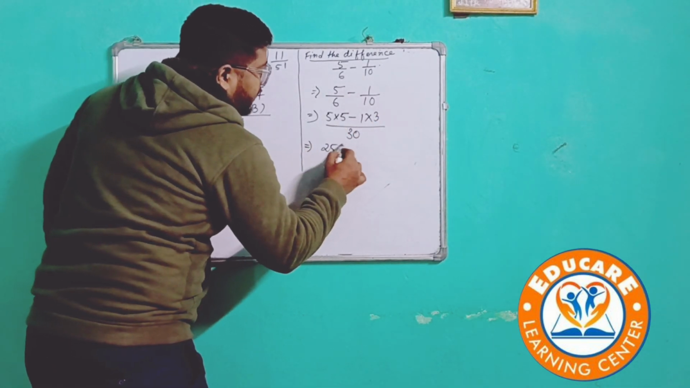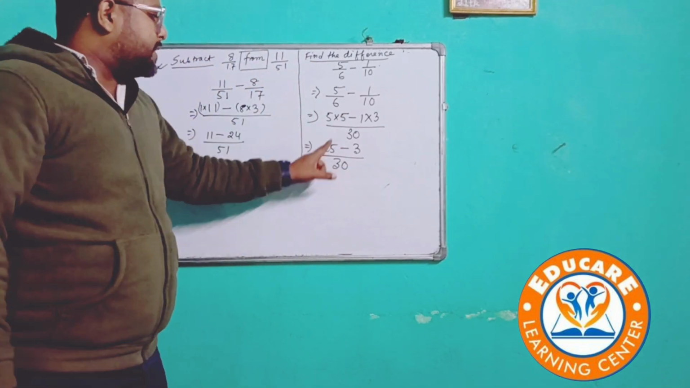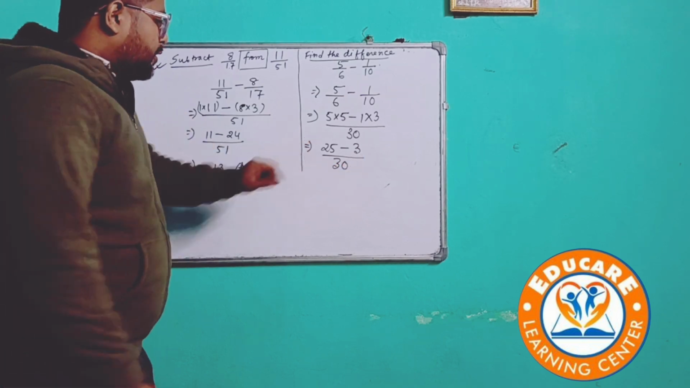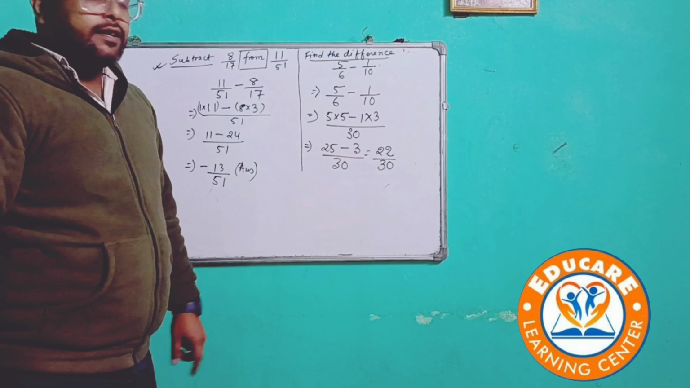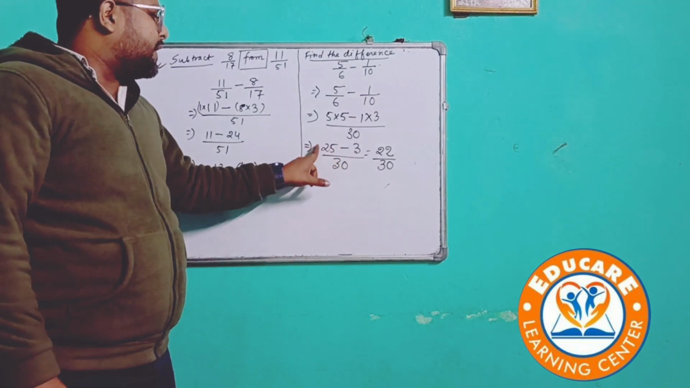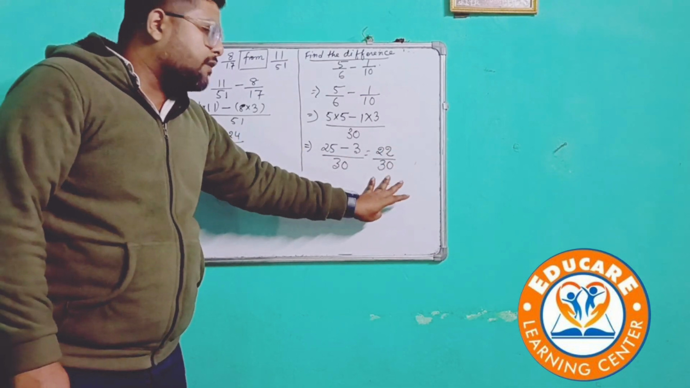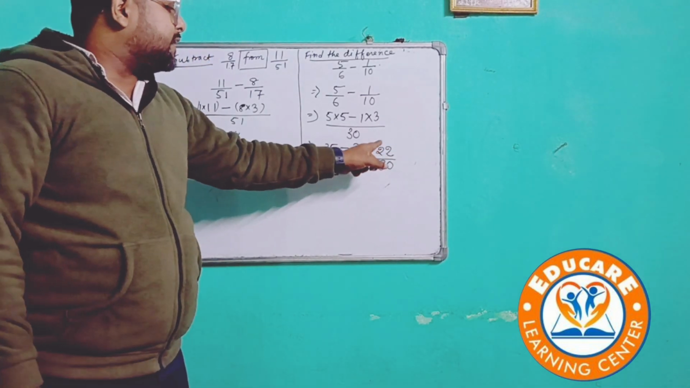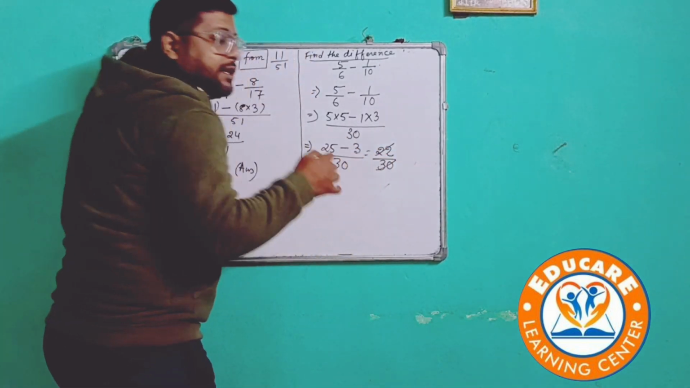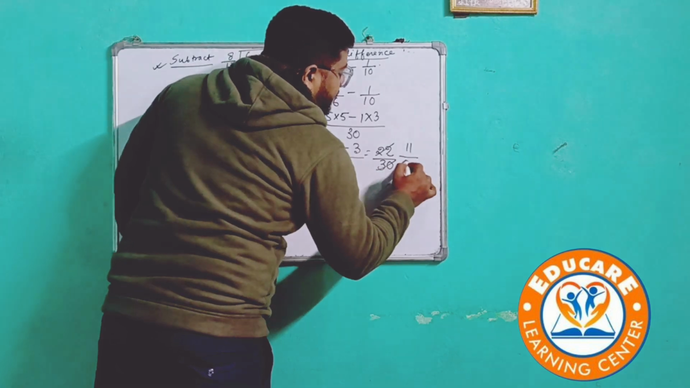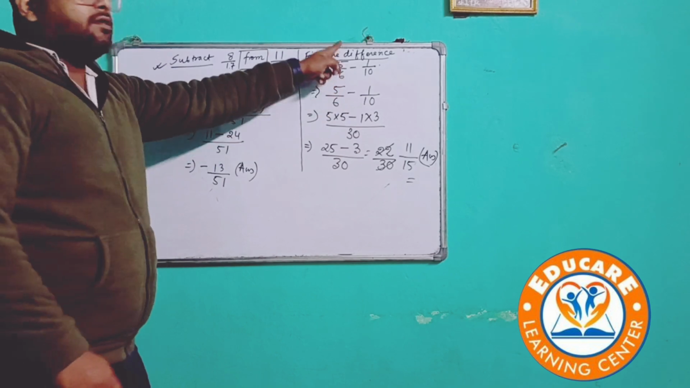5 fives are 25 minus 1 three is 3, by 30. 5 fives are 25 and 1 three is 3. Now if we subtract, we get 22 by 30. Now see, the bigger value is 25, which has a plus sign, so no need to put any minus sign. Now in this case, we can see that 22 and 30 can be converted into lowest terms. If we divide 22 and 30 by 2, we get 11 and 15, and this is our final answer: 11 by 15.